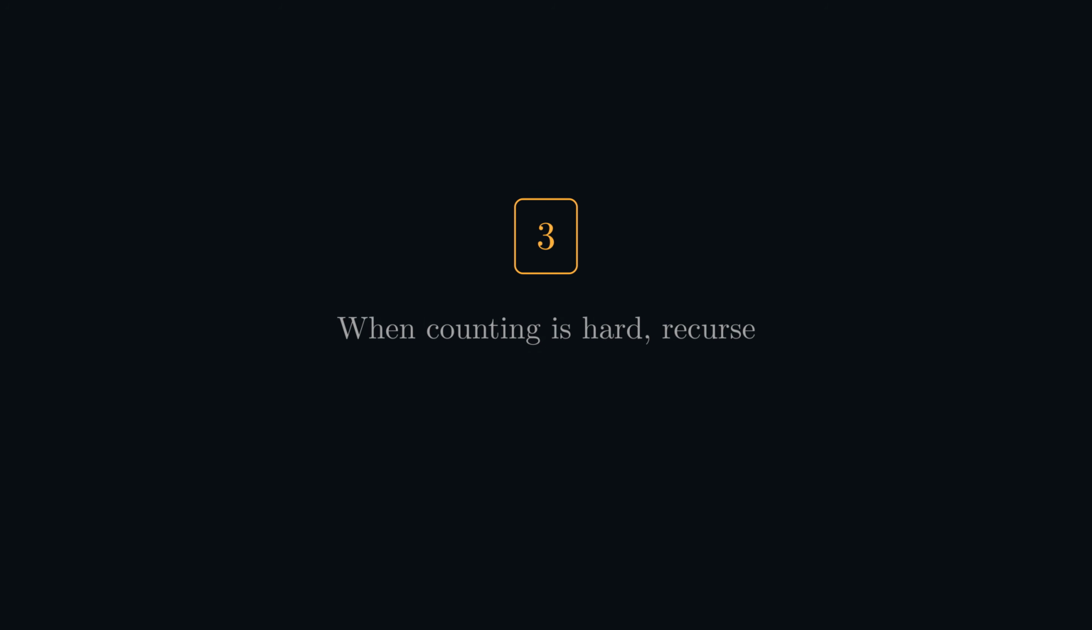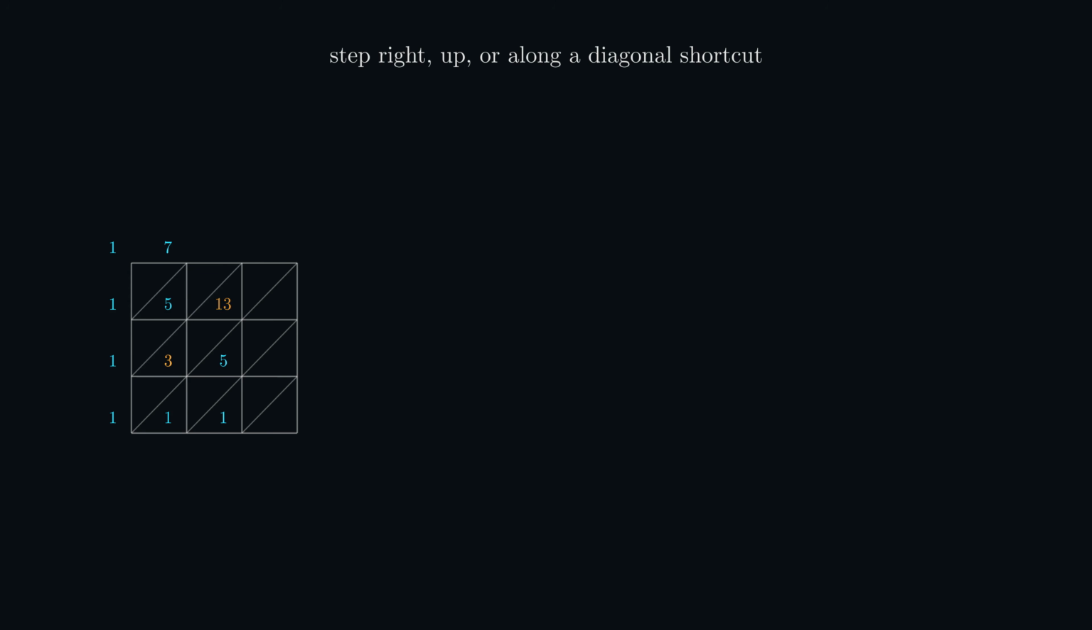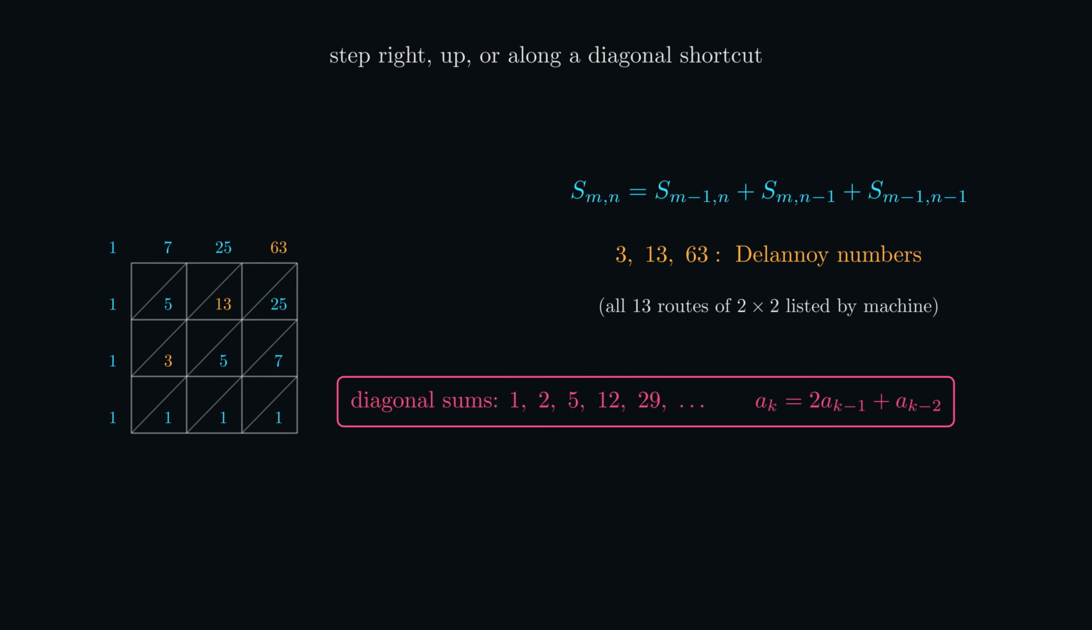Second, add shortcuts, and watch a new species of number appear. Give every block a diagonal shortcut, corner to corner, pointing up and right. Routes may now step right, up, or diagonally. How many routes cross an n by n grid? Direct listing dies fast, but the corner by corner fill survives beautifully. A corner is now entered from the left, from below, or along a diagonal, 3 neighbors instead of 2. Each entry is the sum of 3.